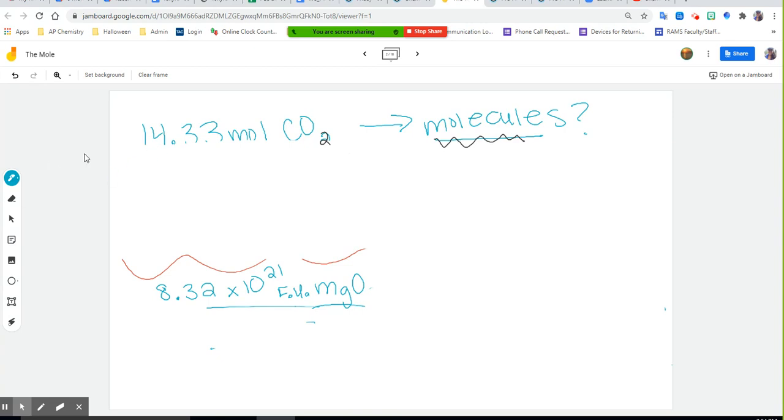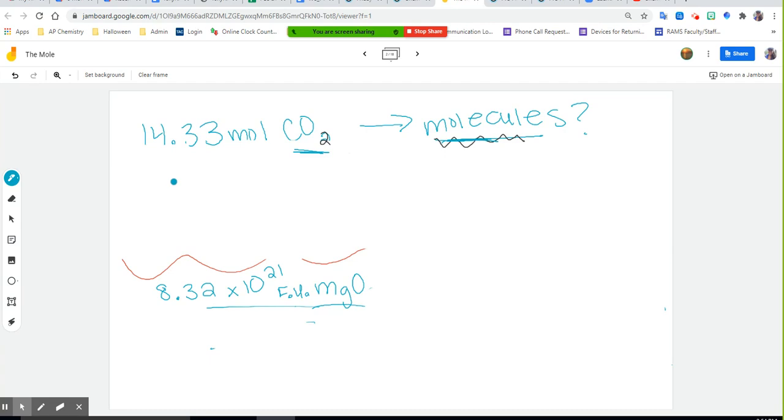But what I've got here is I have my 14.33 moles of carbon dioxide. Okay. And I want to know how many molecules is that. So notice that this is carbon and oxygen. Those are 2 nonmetals. So I used the word molecules. I could have said particles. Okay. But I have to specify that I want the whole molecule together.